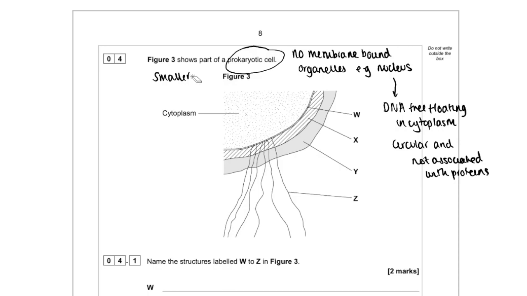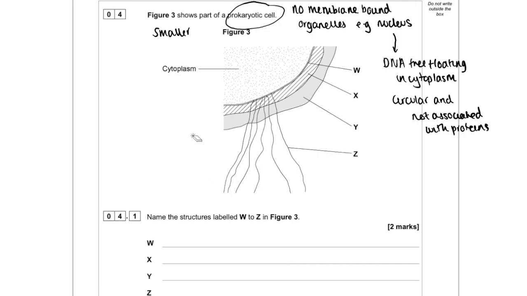So let's have a look at this diagram that we've been given. We've been shown the cytoplasm and some things around the edge, and we've got to label them. Firstly, the structure W. That's going to be the cell membrane because it surrounds the edge of the cell. And X is the next layer after that. So the layer after the cell membrane is going to be the cell wall. After that is Y, and that's not always present in prokaryotic cells, but sometimes is, and that's called a capsule.